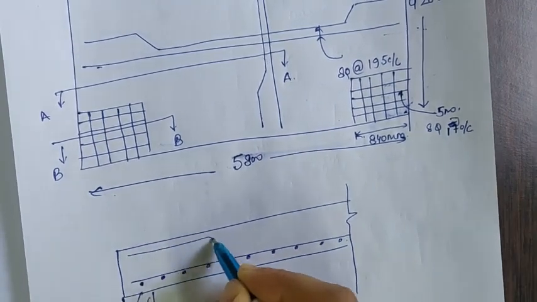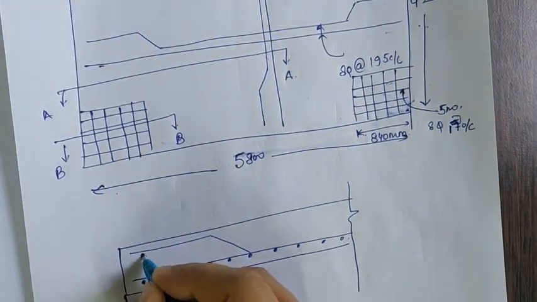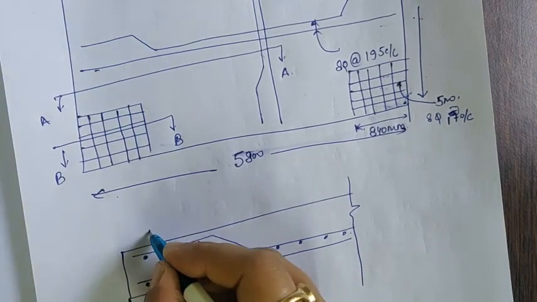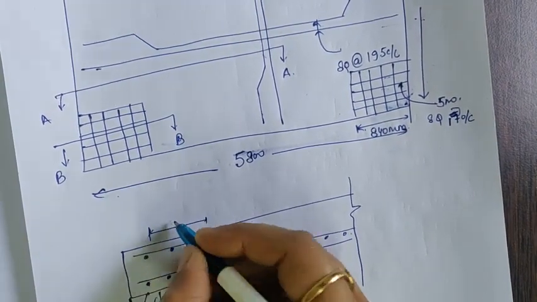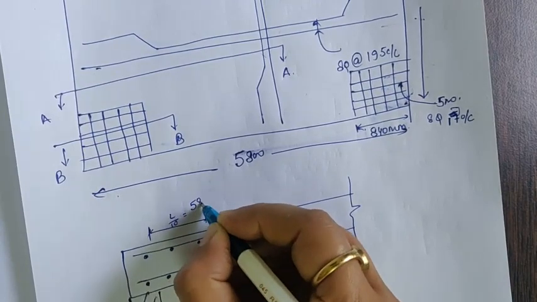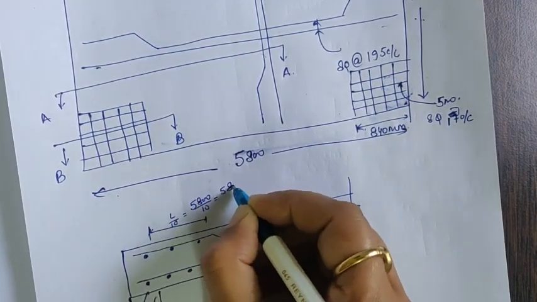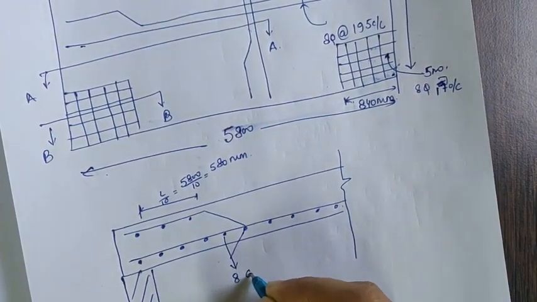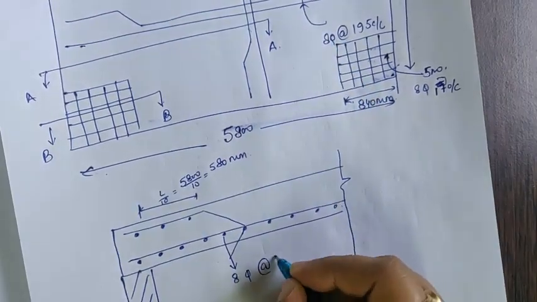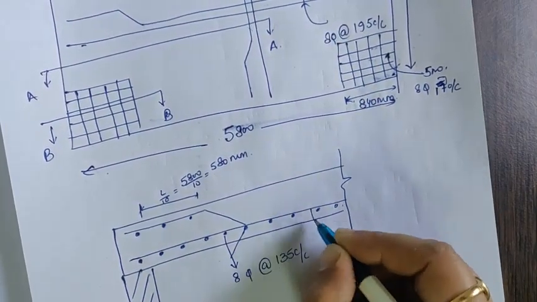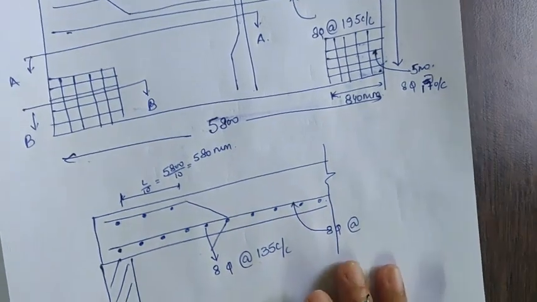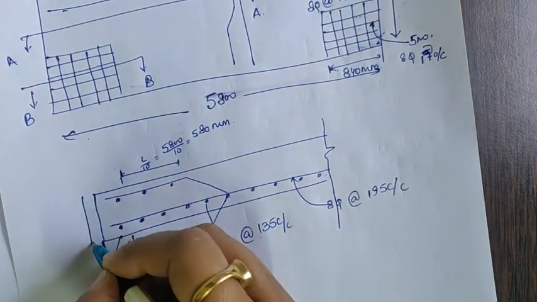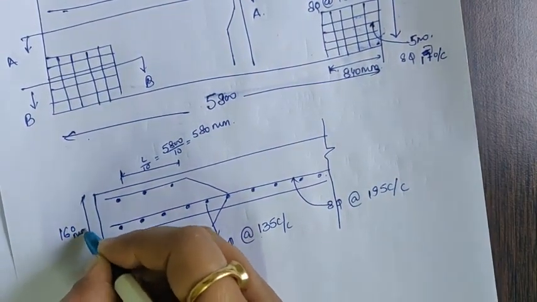In this case, we are doing alternate bars bent up. So this bent up will be at a distance of L by 10. So it is 5800 divided by 10, that is 580 millimeters. This reinforcement is 8 dia at the rate of 135 center to center. This reinforcement is 8 dia at the rate of 195 center to center. Overall depth is 160 millimeters.